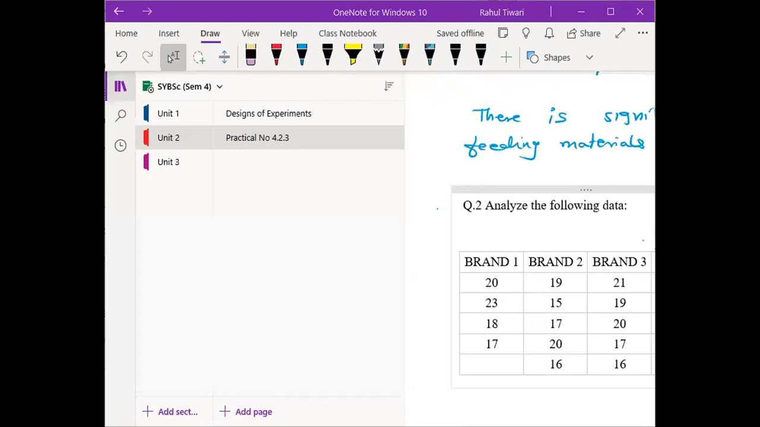So write today's date for CRD, it is completely randomized design. See, these practicals are not taking much time because we have already done the one way and two way. That's why it was not taking much time. But other practicals will take much more time, like once we go for LS, that is unit 3 and 4. Then it will take much time. So try to finish this.